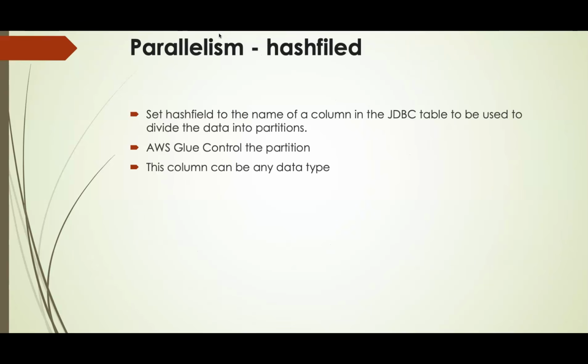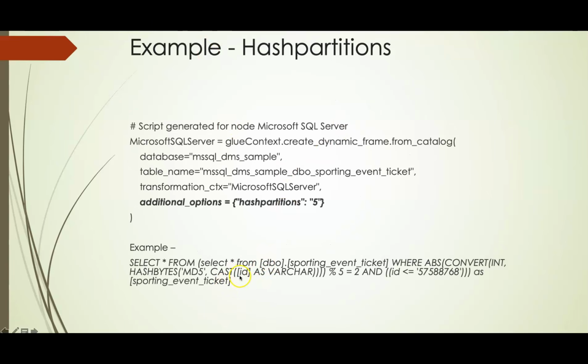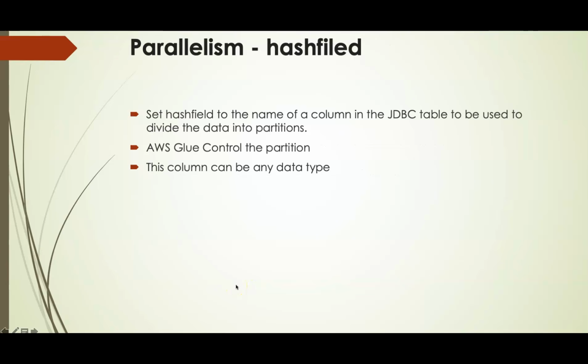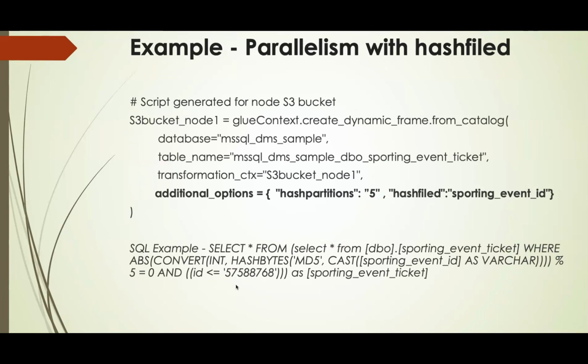Earlier when we learned this, if we look into this query, it's happening based on ID, right? Now once we define hash field here, I will keep the hash partition at 5, and then I will go with the hash field sporting event ID. The reason I'm going with the sporting event ID is that I wanted a column where the data is equally distributed. When I did a group by with this column, I found it's well distributed, and that's why we go with this column.